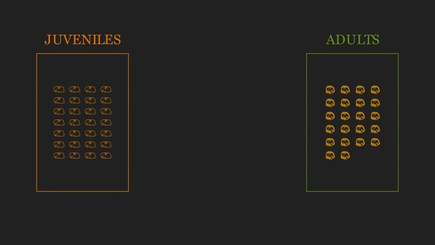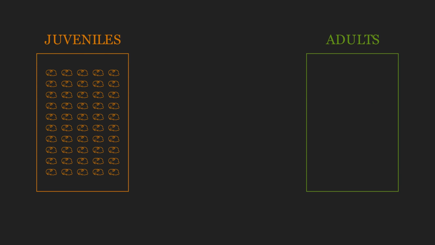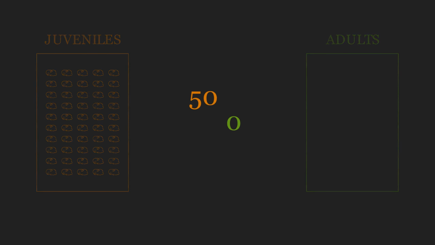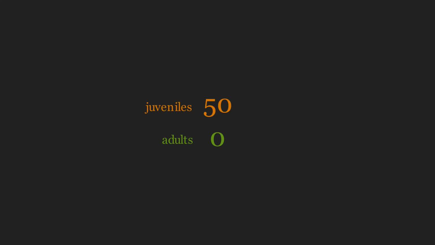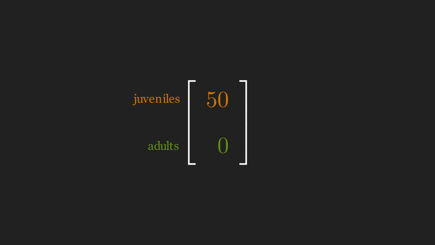To start, let's imagine the simplest possible case, a population of 50 rabbits where all of them are newborn juveniles, no adults yet. How do we write this down? The most natural way, 2 numbers, 50 young, 0 adults. Now, we don't just have how many rabbits there are, but how they're distributed by age. This, which is nothing more than an ordered list of numbers, where the order matters, is called a vector.